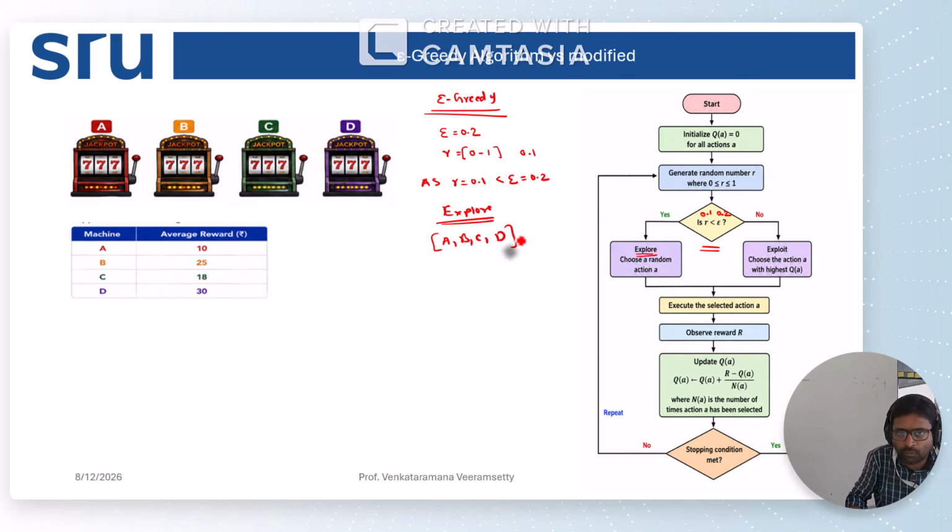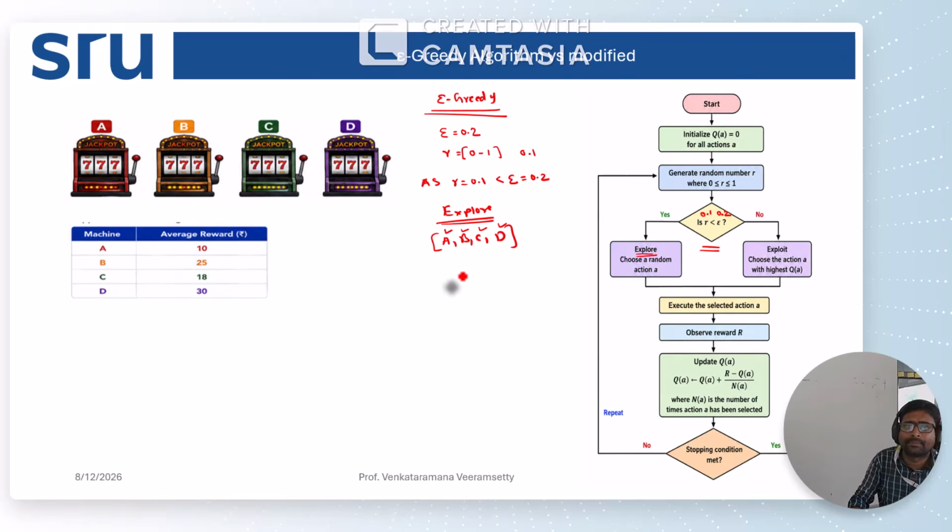Among all the 4 machines, you can choose any one machine and play with that one, and based on the reward, you update the estimated reward value. Here, it's very important: during the exploration stage, you need to consider all the machines available in the casino and randomly choose one machine and play with that one. That's called the explore.